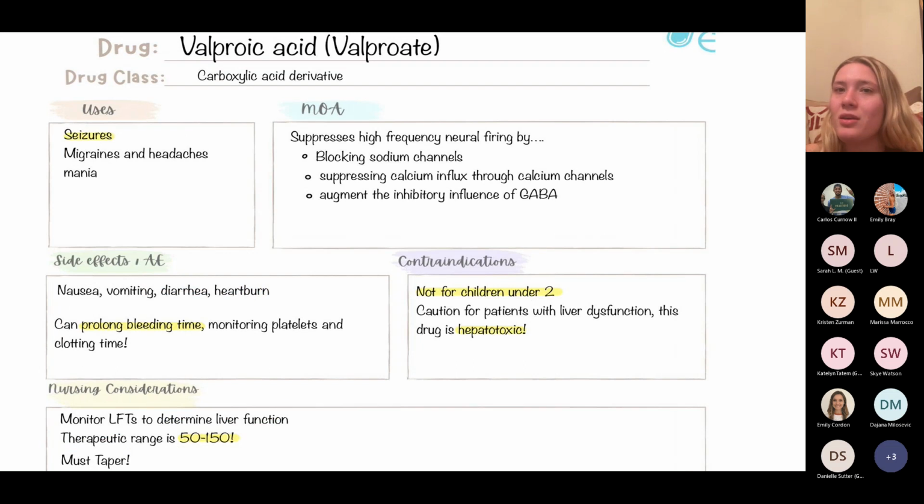Valproate is another drug that we can use for seizures, mania, migraines, and headaches. Again, it's reducing that neural firing frequency to calm the brain. This drug, though, I would know that it can prolong your bleeding time, so always monitor our platelets and clotting time. Really not safe for children under 2, and it is hepatotoxic. Again, lots of our psych meds also have very narrow therapeutic windows. So always monitor your therapeutic range.